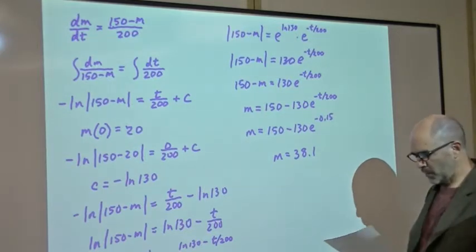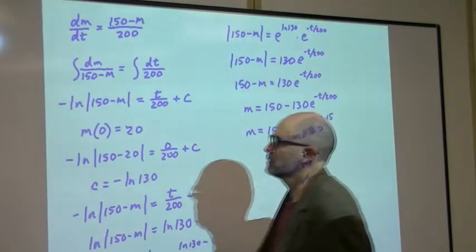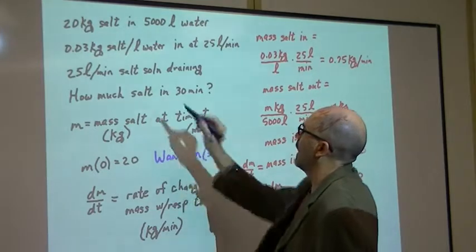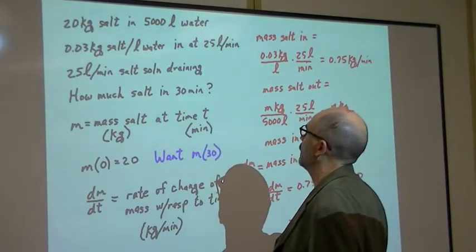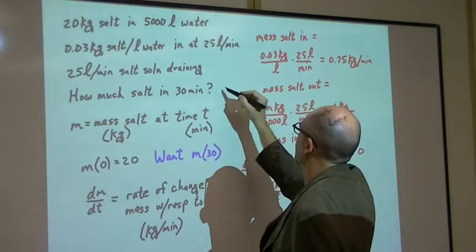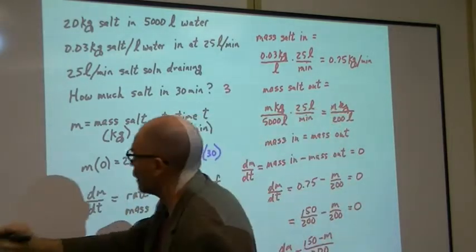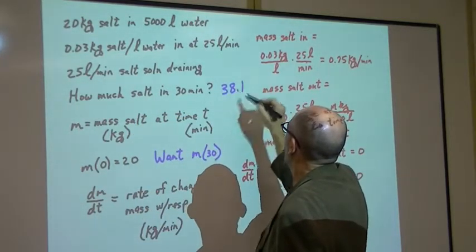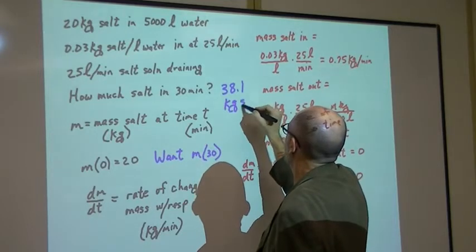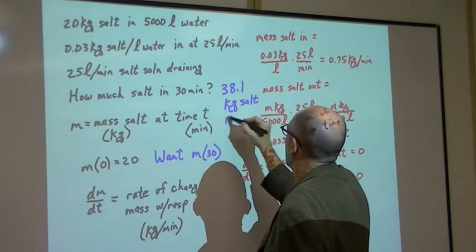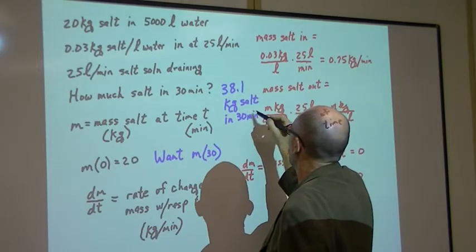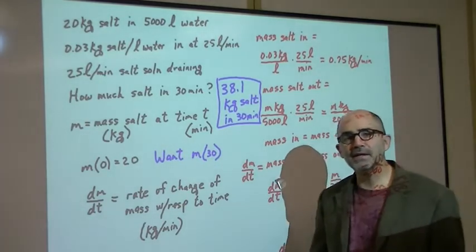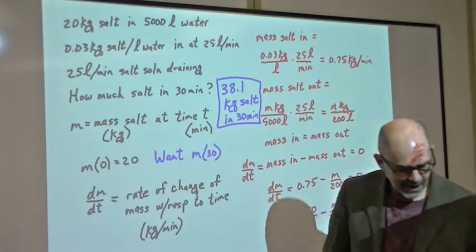So that means we go back to the initial question. How much salt in the tank after 30 minutes? And that's going to be 38.1 kilograms of salt in 30 minutes. That's it. Piece of cake. Okay, have fun with these.